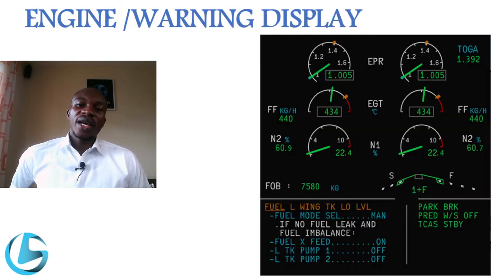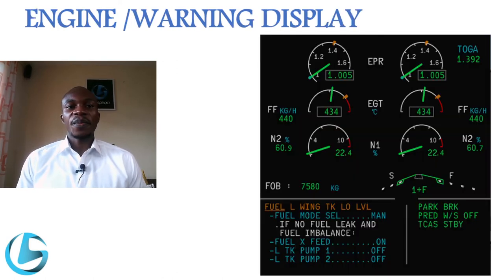We go to the ECAM system, which is the second system that makes part of the electronic instrument system. The ECAM is made up of the engine warning display and the system display. The engine warning display, as you can see in this picture, shows the primary parameters of the engine. We have the engine pressure ratio, we have the exhaust gas temperature, which is our second information displayed on the engine and warning display.